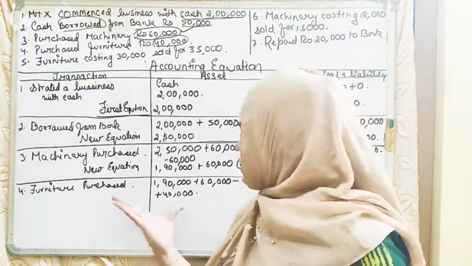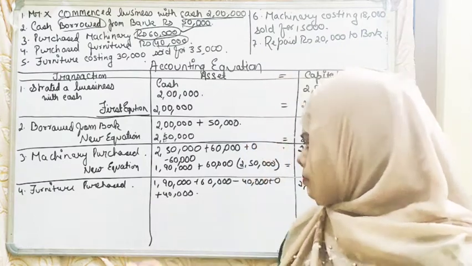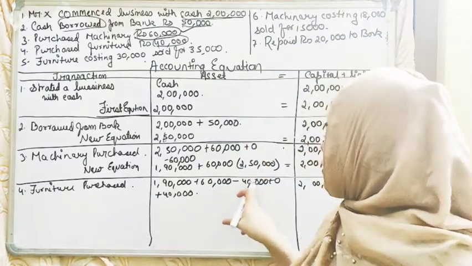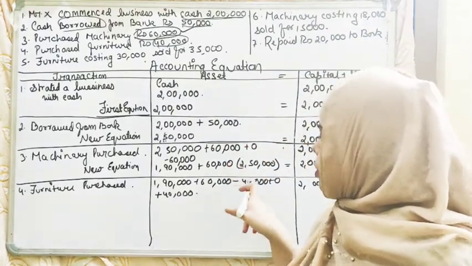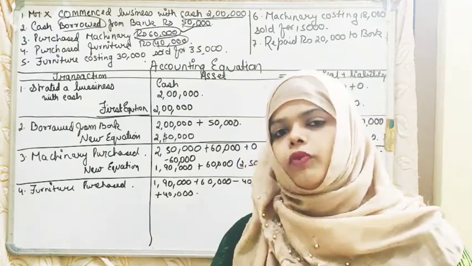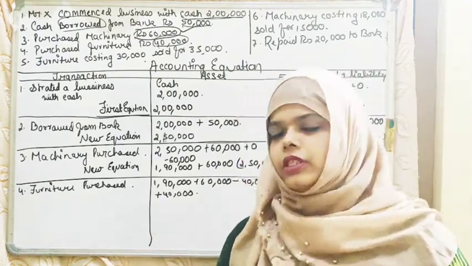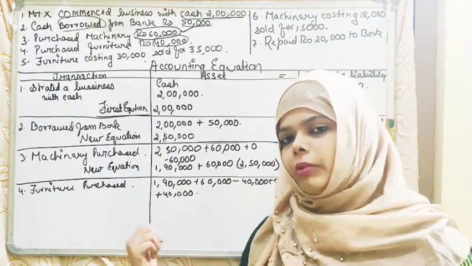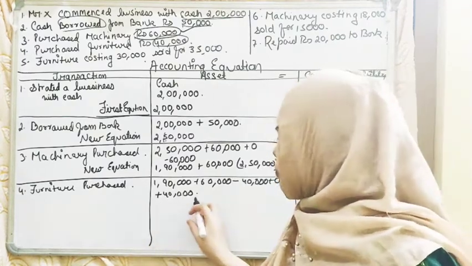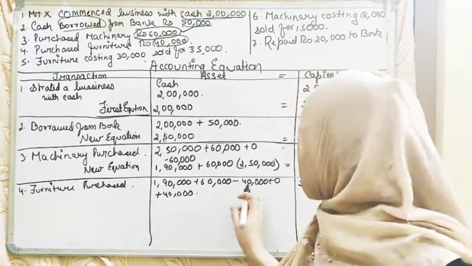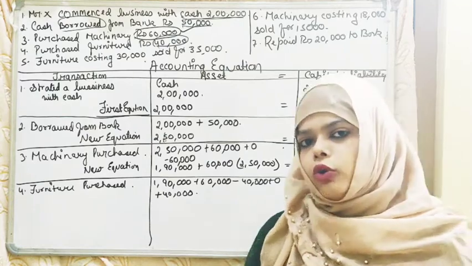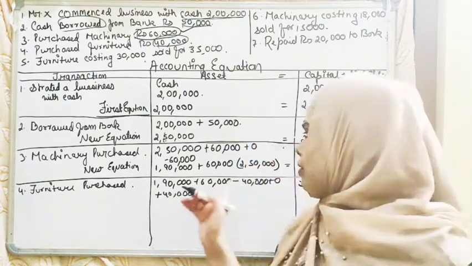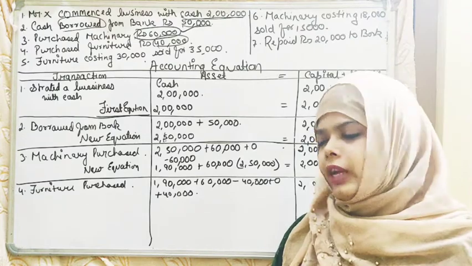So simply, if you see this equation, we have written minus 40,000 same as above because cash rupees 40,000 is going outside the business and furniture rupees 40,000 is coming inside the business. So this plus 40,000 is for furniture and minus 40,000 is for cash. And not to complicate the equation, I have written plus 0, which does not have any value to itself.